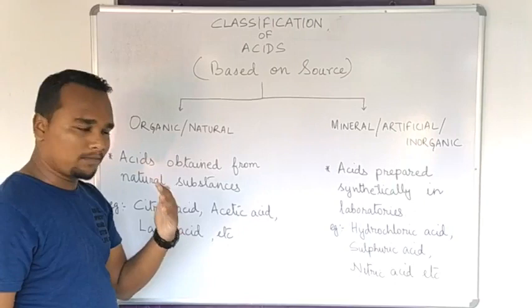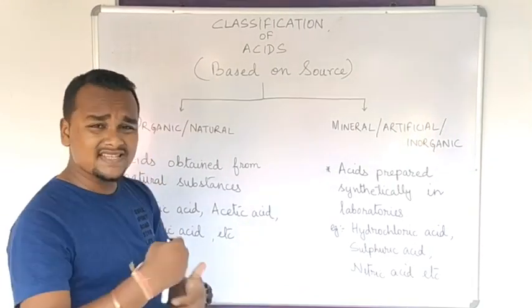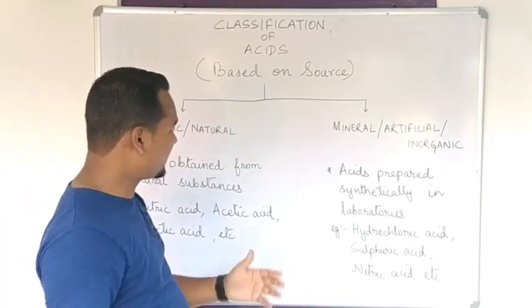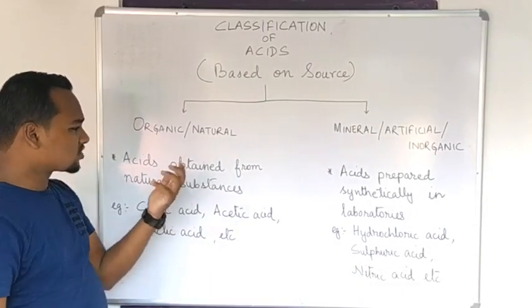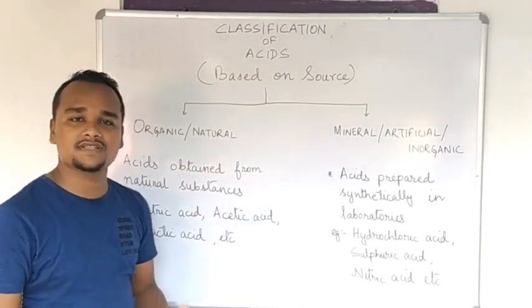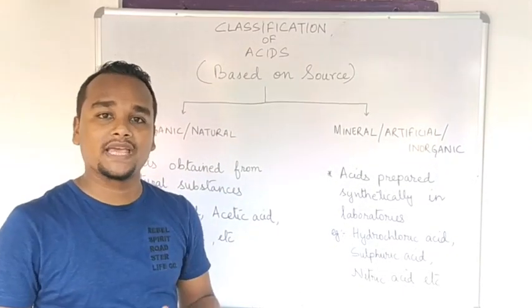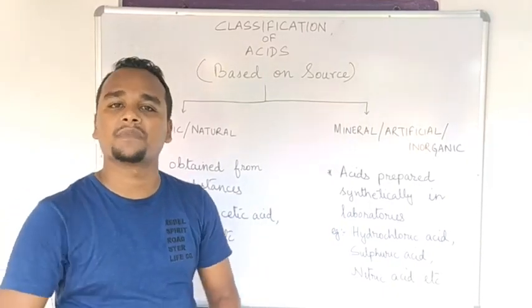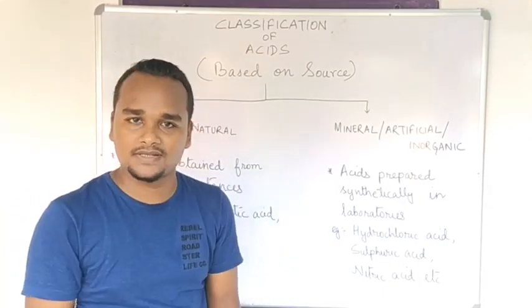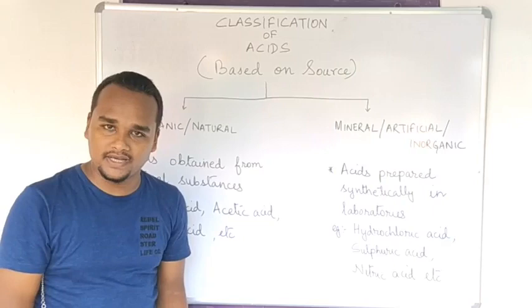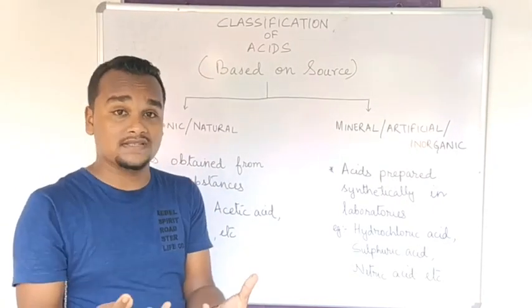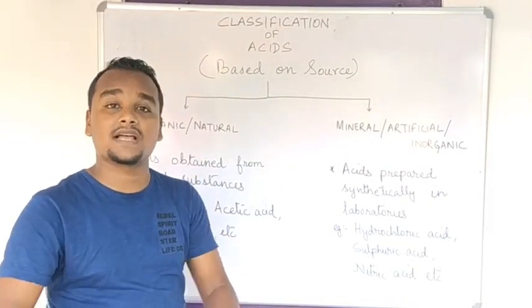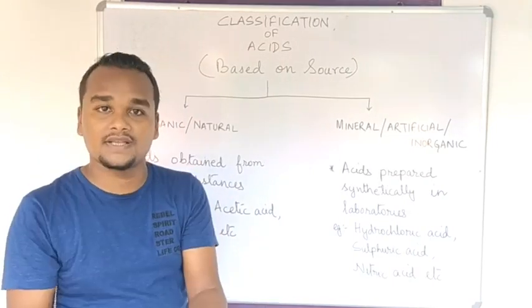So organic, or natural acids, which are naturally occurring, we can also call organic acids. These acids are obtained from natural substances. The acids which we get from natural substances, from fruits and vegetables, are naturally occurring acids. What are the sources of those acids? The sources are vegetables, fruits, etc.